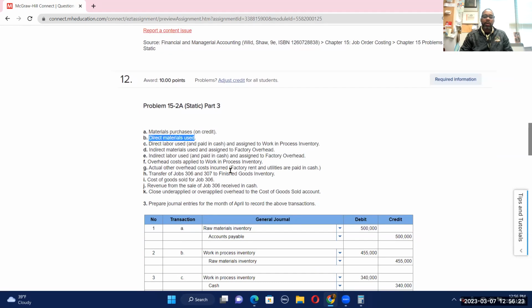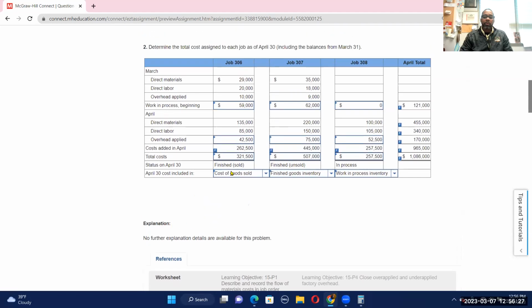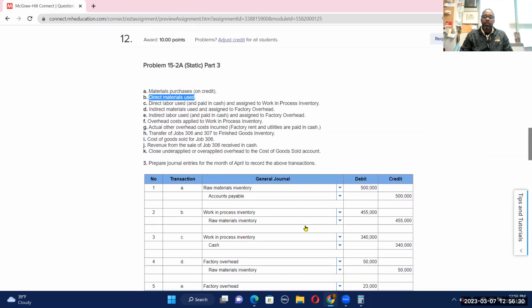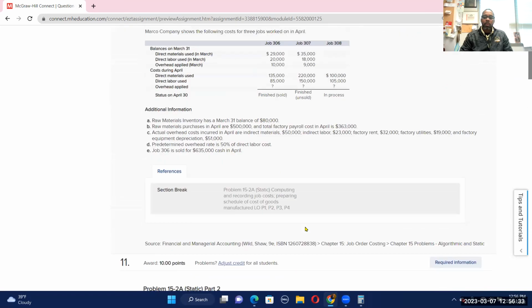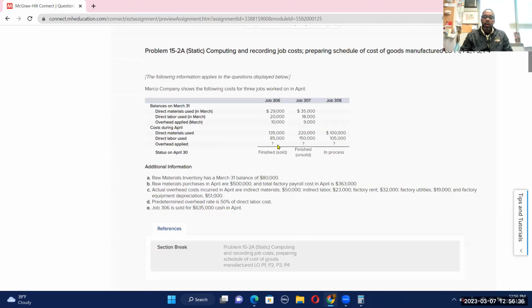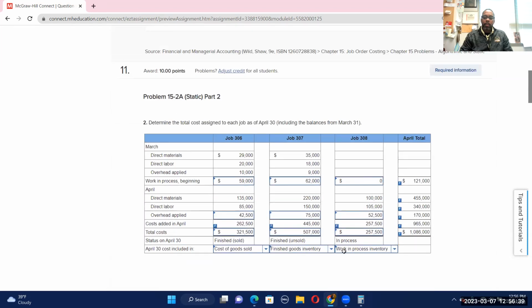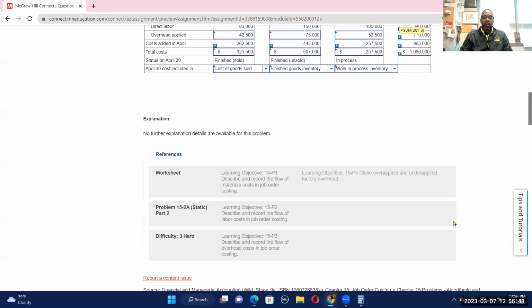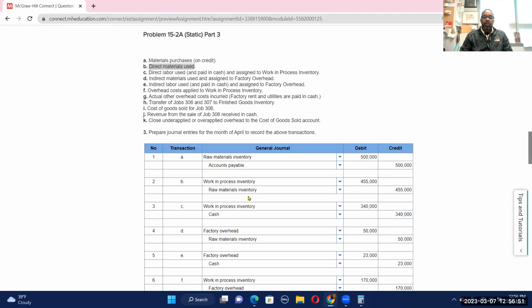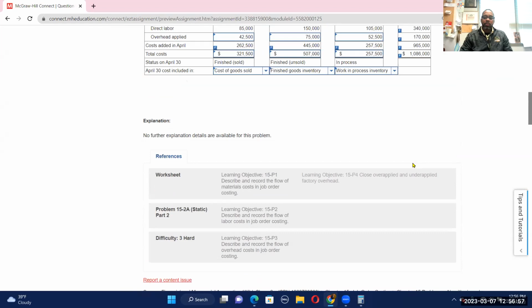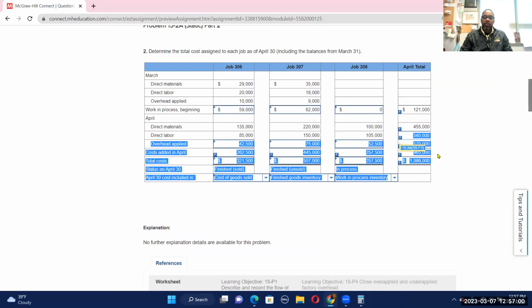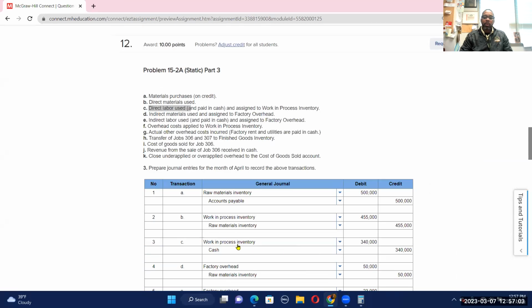Next, we're going to talk about the direct materials used. How much direct materials was used? I think it's 400. Direct materials used is 455,000. It's right here. So we're going to debit work in process, credit raw materials for the amount that we put in the direct materials. The next question is direct labor used. We're going to go back. It's 340,000. So we're going to debit our work in process and credit our cash for the 340,000.